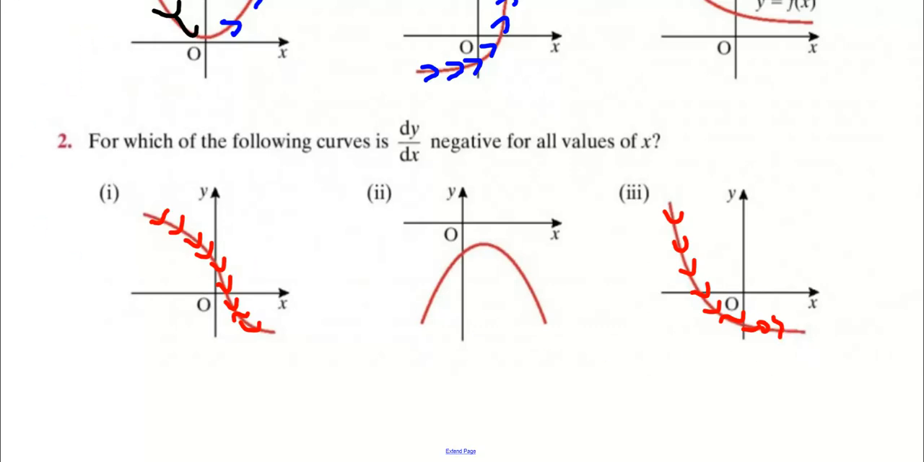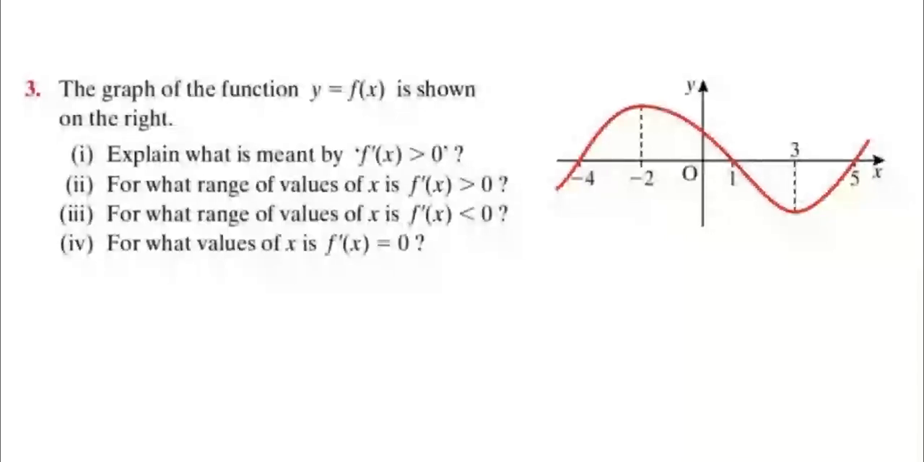Okay, let's keep going. All right, question 3. Looks significantly harder, but we'll give it a crack, all right? The graph of this function is shown. It has a maximum and a minimum. The maximum happens at x equals -2, and the minimum happens at x equals 3. Happy days. Explain what is meant by f dash x.